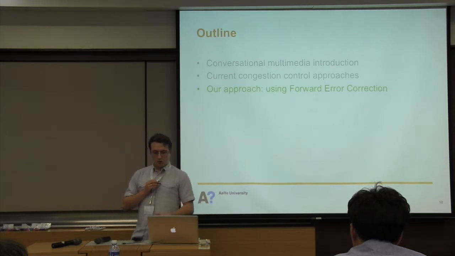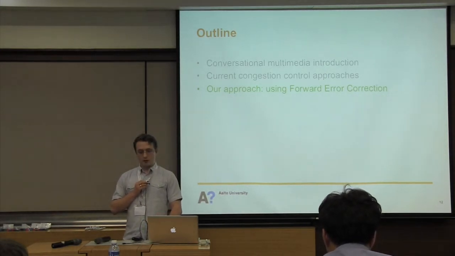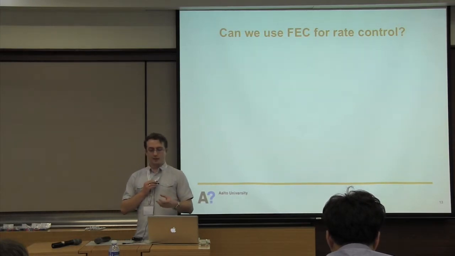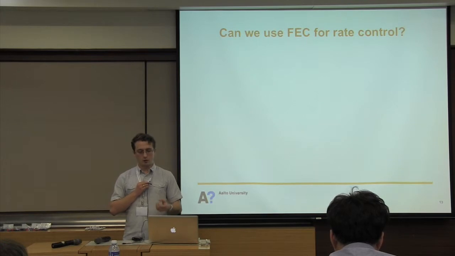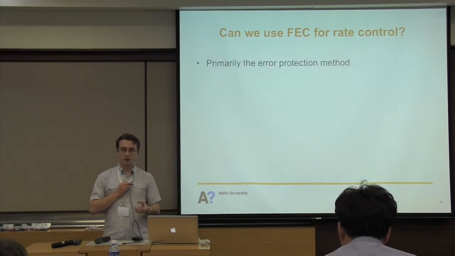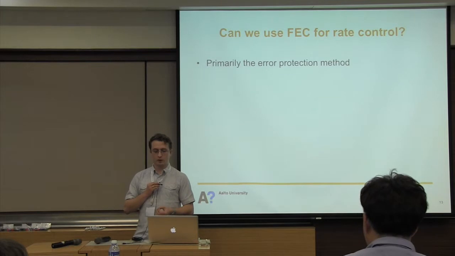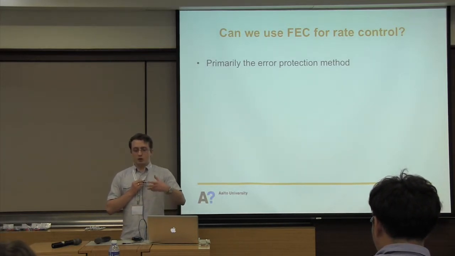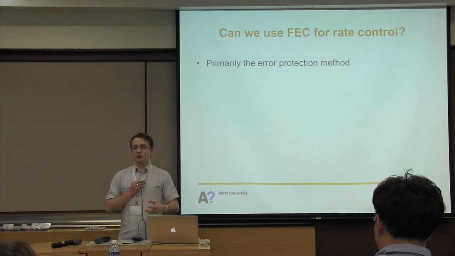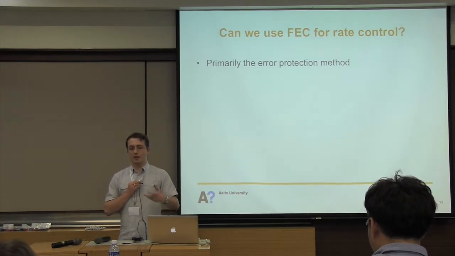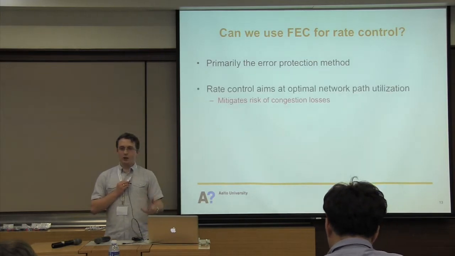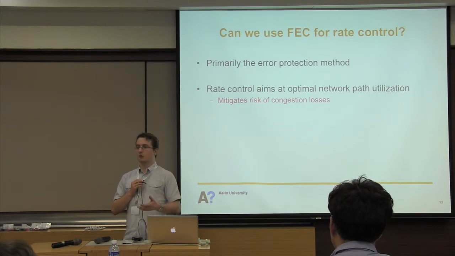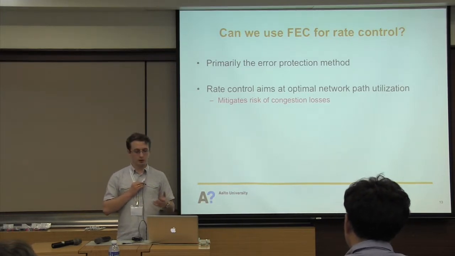So our approach uses forward error correction. The first question to answer is, can FEC be used for rate control? We know that it's primarily used as error protection. And in error protection, we try to avoid any losses, and if there are losses, we try to make up for them. On the other hand, rate control aims always at providing the optimal network utilization.